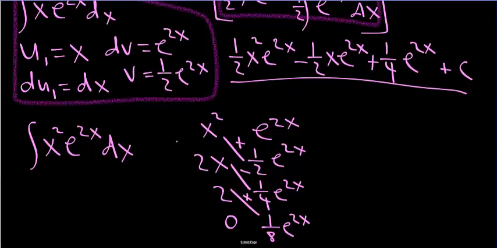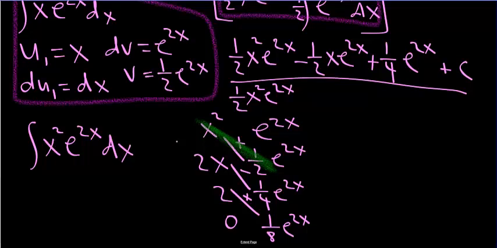Now, this is what we do. When we want to write our answer, we're going to go x squared times 1/2 e to the 2x. So there's 1/2 x squared e to the 2x. Now, that right there was this. Right? Now we next come over here to this one.